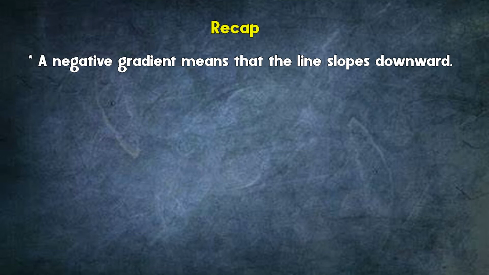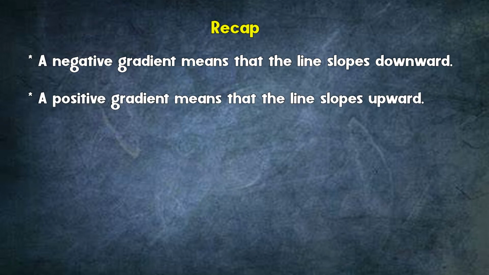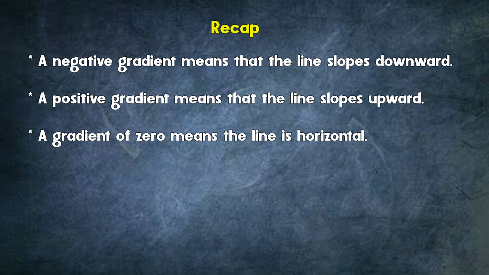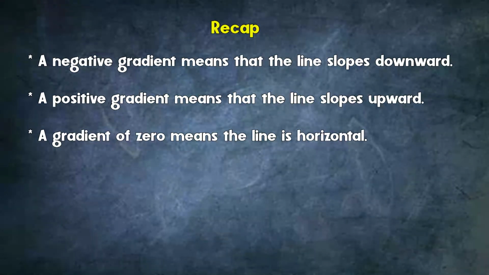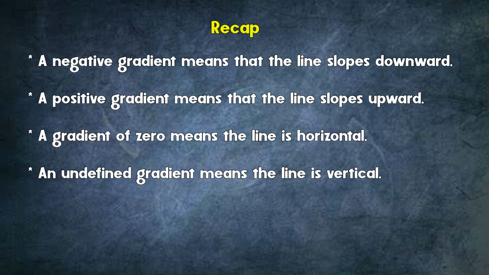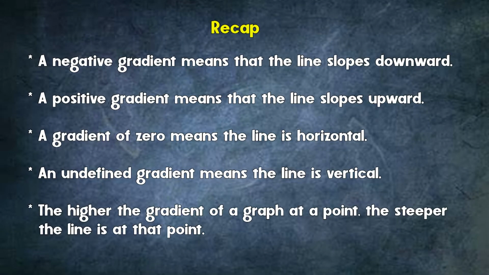Remember, negative gradient means that the line is sloping downwards. So again, I'm going to refresh your memory. A negative gradient means that the line slopes downwards. A positive gradient means that the line slopes upwards. A gradient of 0 means that the line is horizontal. And an undefined gradient means that the line is vertical. And again, the higher the gradient of a graph at a point, the steeper the line is at that point.